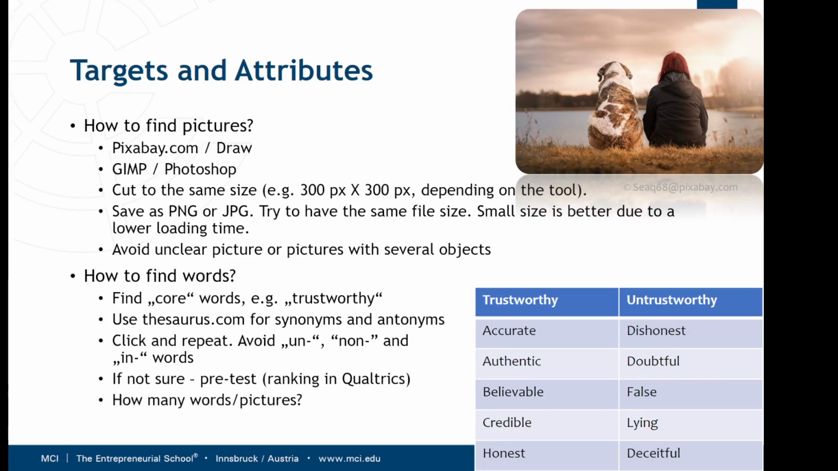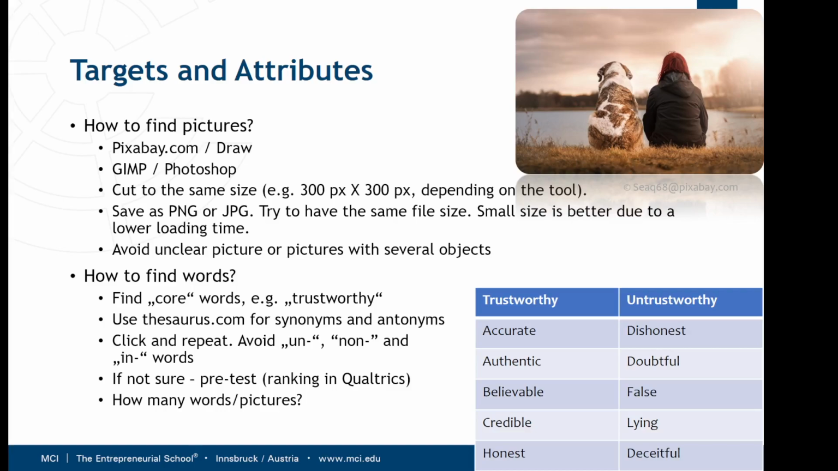The next question is how many words, how many pictures you should use. There is no clear rule, at least not that I know of. I think it's good if you have about 5 to 10 pictures, and 5 to 10 words for each target, for each attribute. If you have too few, people will learn them and will not read through them. But if you have too many, it may be confusing. People will start reading through them, and actually it's pretty hard to find too many pictures and too many words.